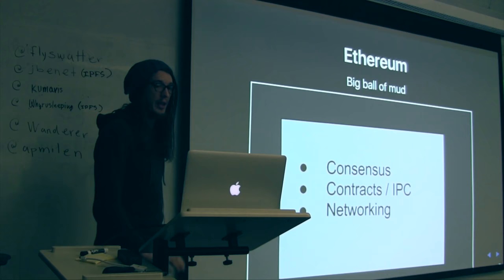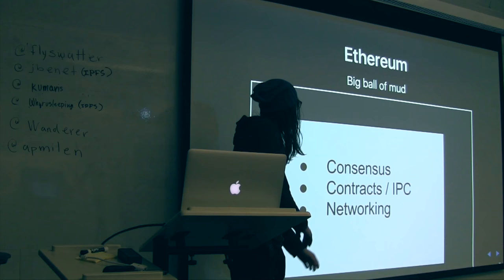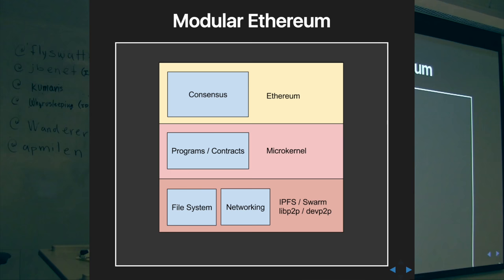So here's where we are today. We have all these things squished together into one protocol, one software stack: consensus, contract, IPC, networking, sort of a big ball of mud, scary. Here's where I think we should be moving. At the bottom, we have a file system. Networking could be provided by IPFS and libp2p. On top of that, we have a microkernel, which our programs and contracts exist in. And from that, we can build consensus protocols, such as Ethereum.